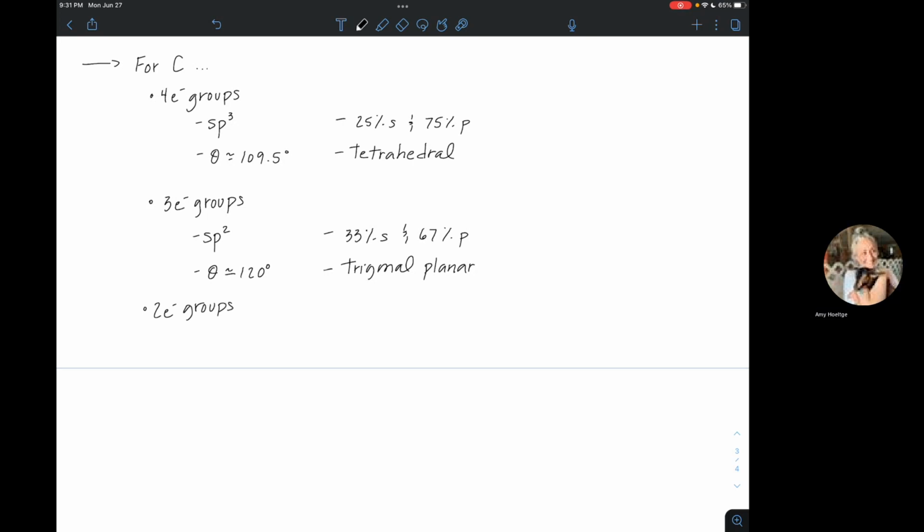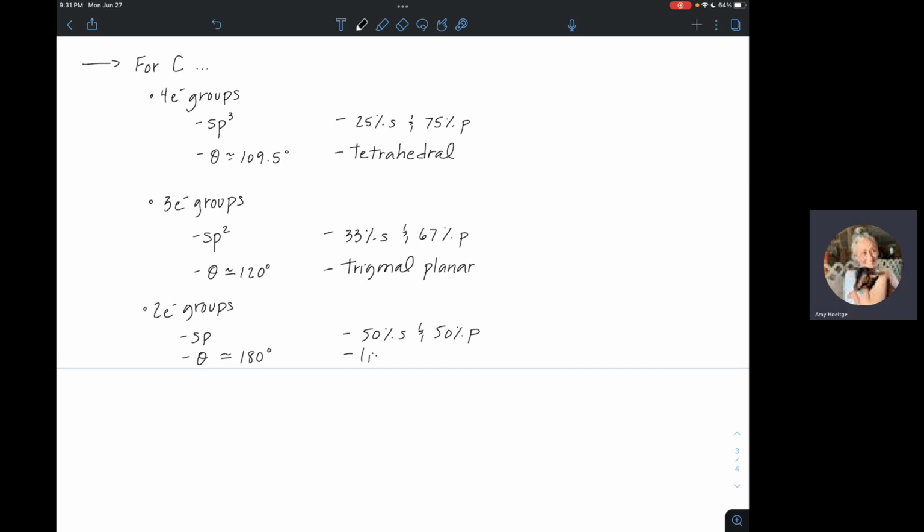And then for 2 electron groups, we're going to have an sp hybridized carbon, theta will be 180 degrees. We're going to have 50% S, 50% P, and you'll have a linear molecular geometry, or an electron geometry that is linear.